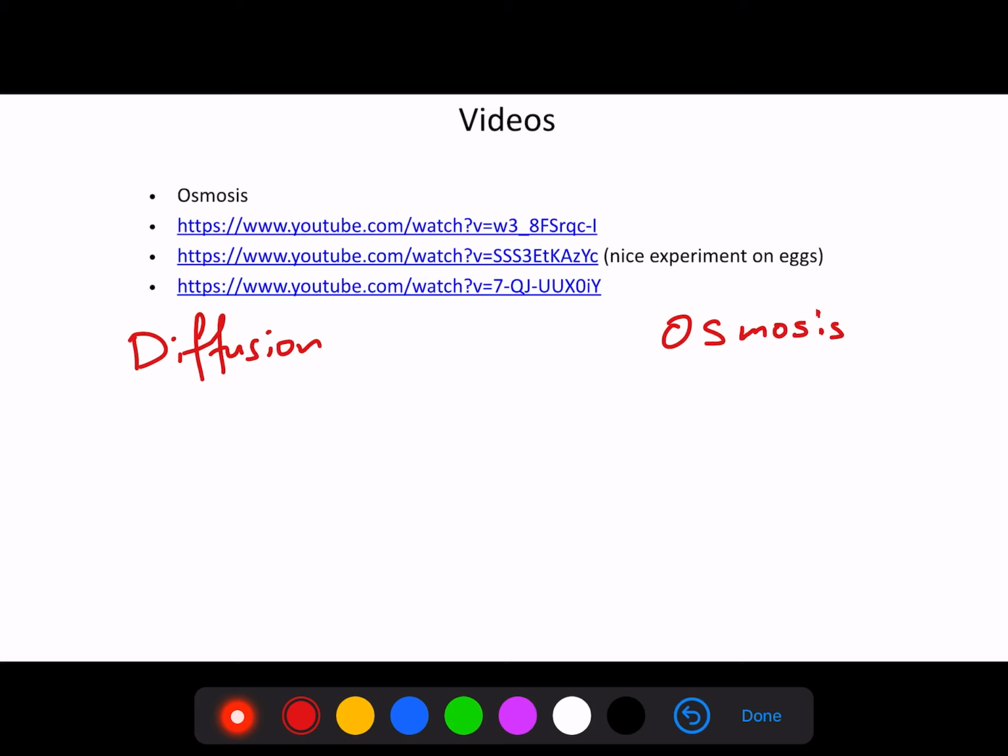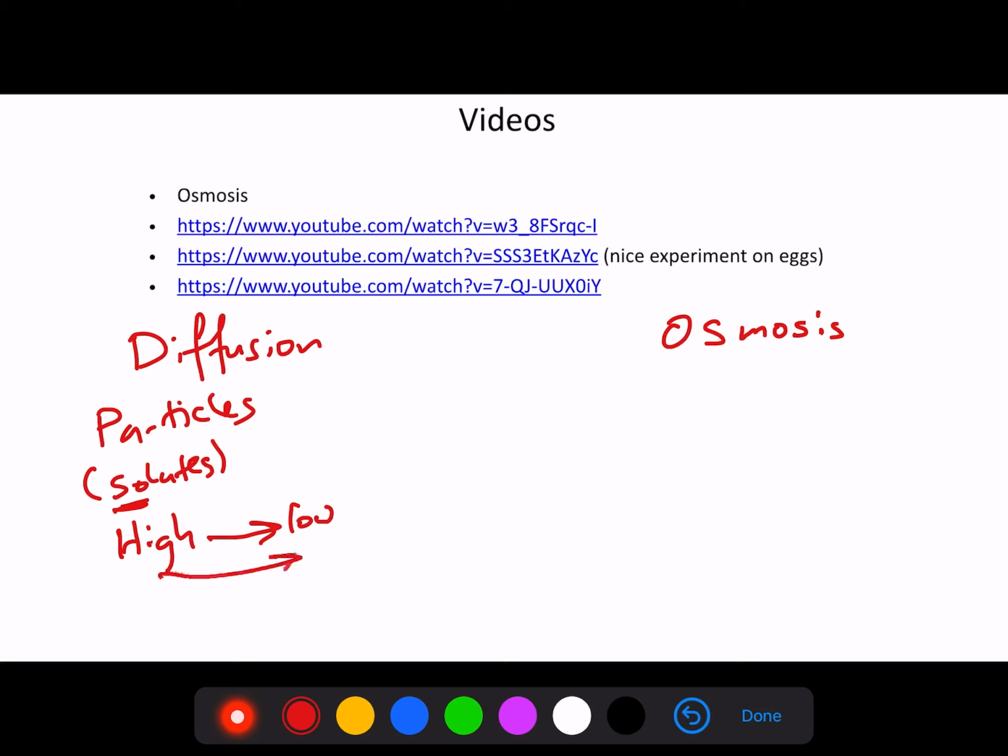We said diffusion is the movement of the particles. These are called the solutes. Remember the solutes from chapter 2? So diffusion refers to the movement of the solutes, and usually it happens from areas of high solute concentration to low solute concentration, okay? Across, of course, a semi-permeable membrane.